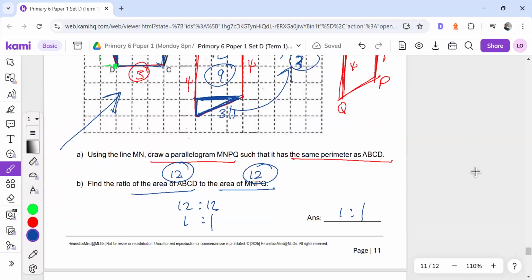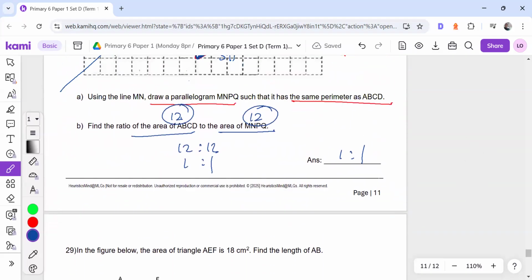Okay, let's go on to the next one. Question 29. Any questions so far before we move on?